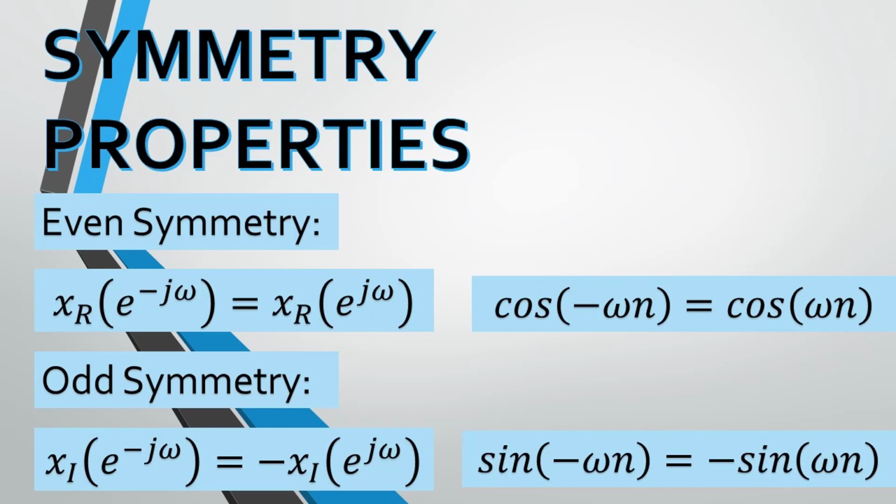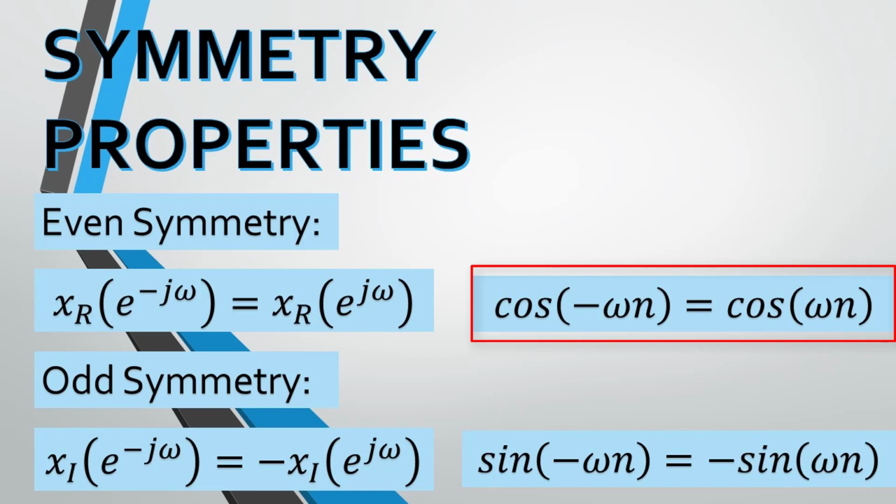Even symmetry can be represented like this. That is, if we reverse the frequency, it is equal to the original frequency value in the transform. So X sub R of e raised to negative j omega is equal to X sub R of e raised to j omega, because in this real part, the cosine value is used. Cosine of negative omega n will yield cosine omega n.